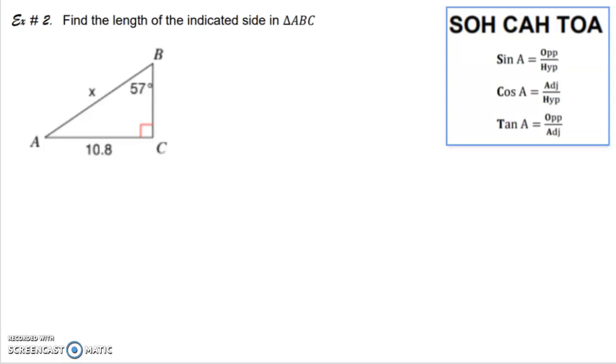Class. So this is example number 2 from the same lesson, lesson number 4 that we just did. It just is another way that the questions appear, and you just have to solve a little bit differently. So this one says, find the length of the indicated side in triangle ABC. In this case, for the indicated side, they didn't say anything. Because there's an X there, that means they want us to solve for that side.